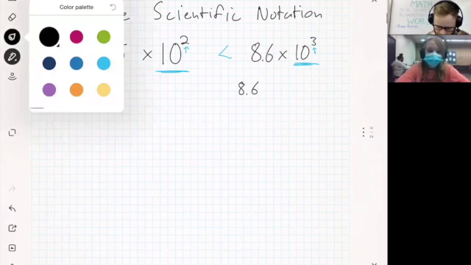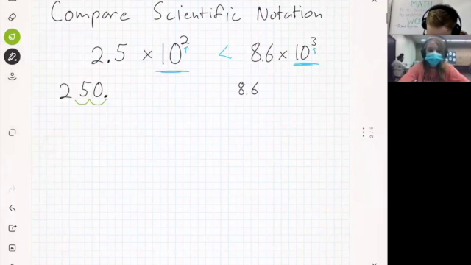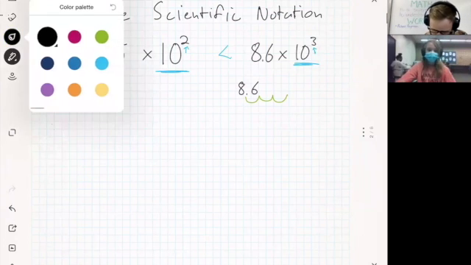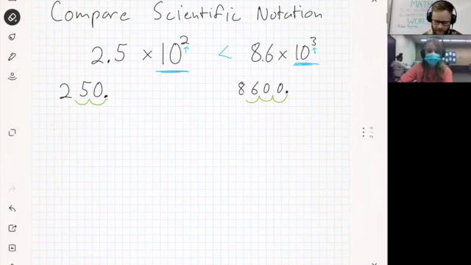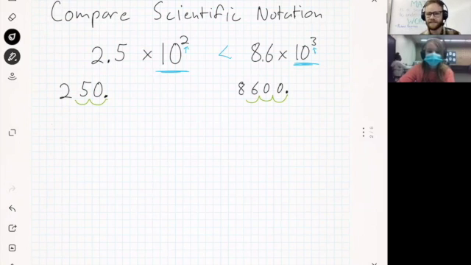And then for the other number, what did you do? I moved it to the right 3 times. 1, 2, 3. Put that decimal there, fill in my zeros. Let's get rid of that first decimal. Okay, and so now it's pretty clear. If I was asking you, hey, what's bigger, 250 or 8,600, right? And I put that decimal and there's a 0 there. Then it's pretty clear, right? 8,600 is a lot bigger.